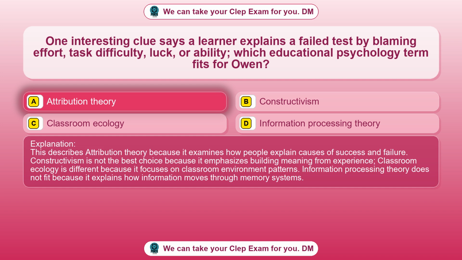This describes attribution theory because it examines how people explain causes of success and failure. Constructivism is not the best choice because it emphasizes building meaning from experience. Classroom ecology is different because it focuses on classroom environment patterns. Information processing theory does not fit because it explains how information moves through memory systems.